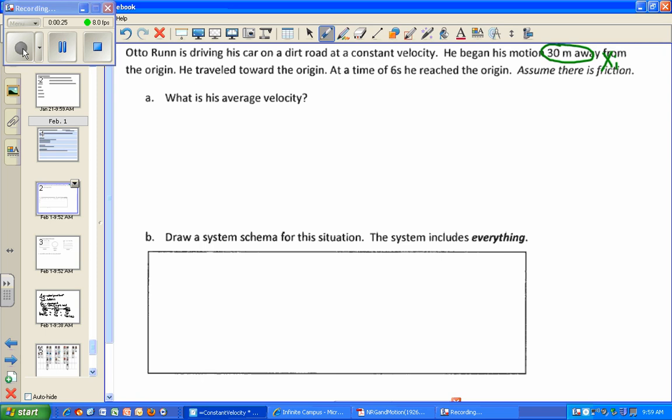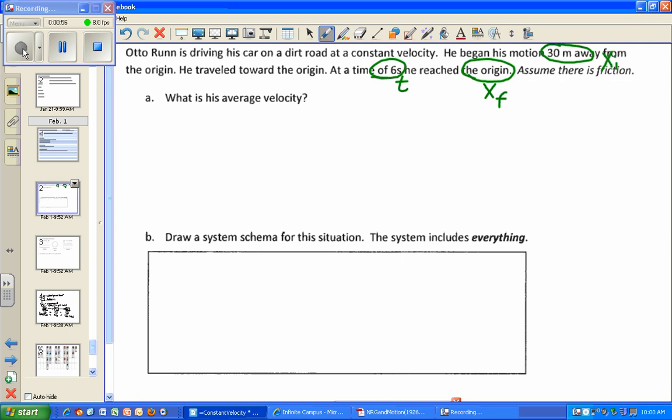He traveled toward the origin, so there's his direction of motion, toward the origin. At a time of 6 seconds, so that's the time measurement, he reached the origin. Assume there is friction. So he reached the origin, the 0 point, which represents what? If this was his starting position, xf is his final position. Okay? So the question is, what is his average velocity?